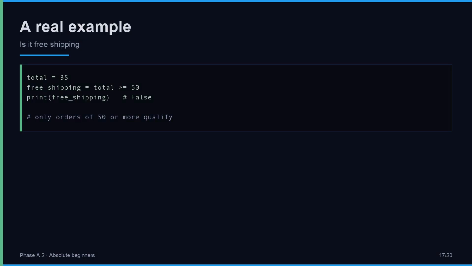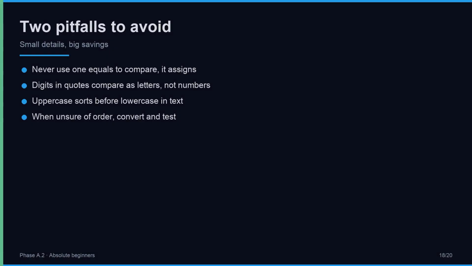Here is the pattern in a realistic shape. A shop offers free shipping on orders of 50 or more. total = 35. free_shipping becomes total >= 50, which is false. The program now has a clean flag it can check before showing the checkout page. Notice how readable this is. The line reads like the business rule itself, total at least 50. That is the quiet power of comparison operators, turning plain rules into runnable logic. Plain rules, runnable logic.